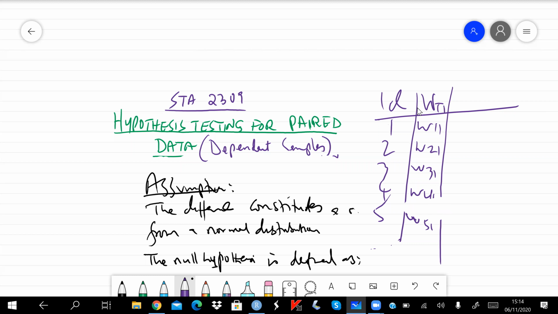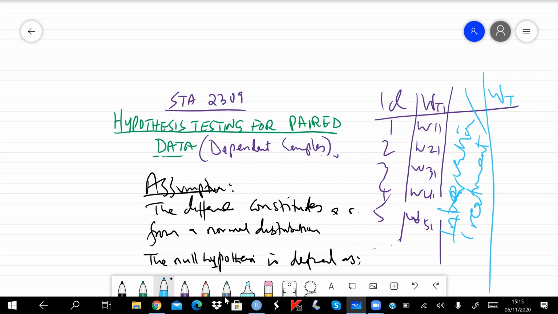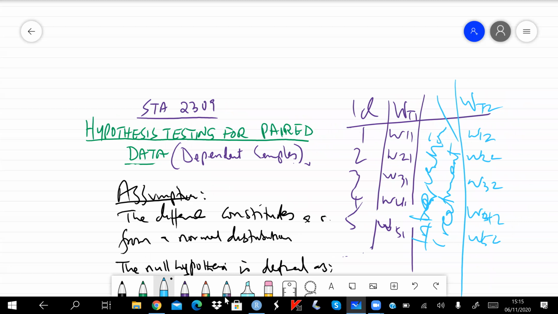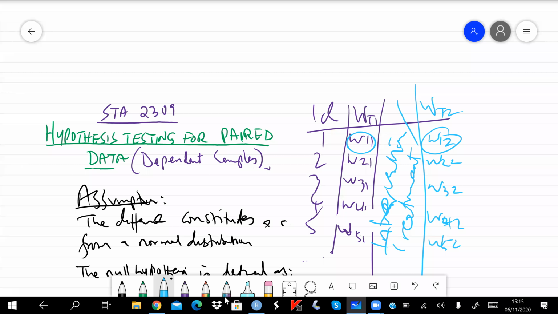Then after that, you'll have some treatment. So in between the measurements, there must be some intervention or treatment in between the two measurements. Then after that, we come and measure the weights of the same individuals at T2. So you can have weight 2, weight 3, weight 4, weight 5, at T2. You notice that the observations W11 and W12 are very much related because they are coming from the same person, the same individual.